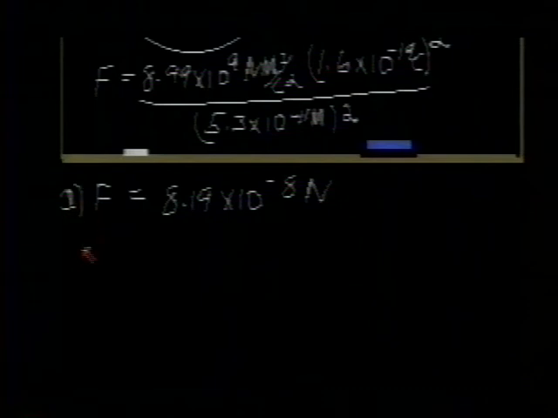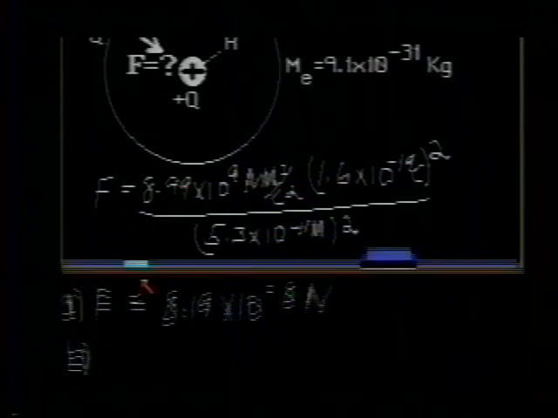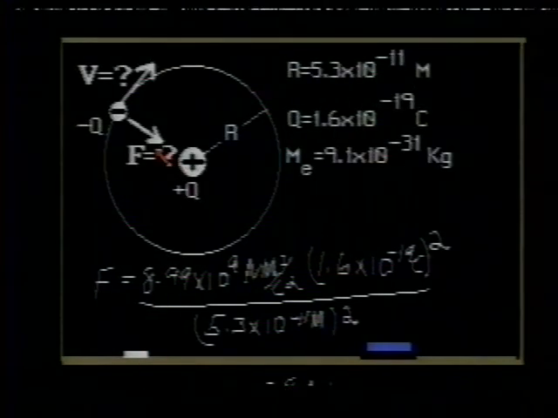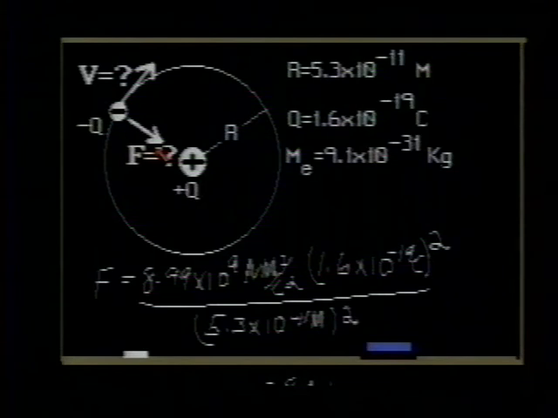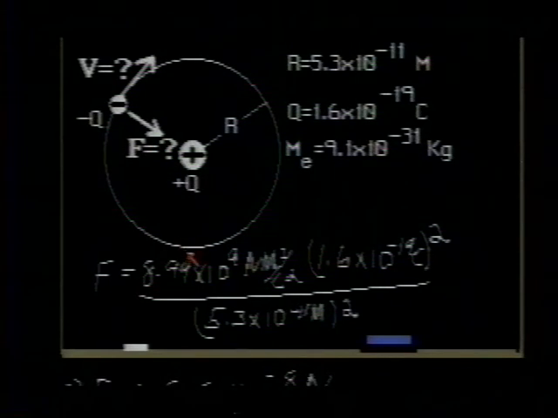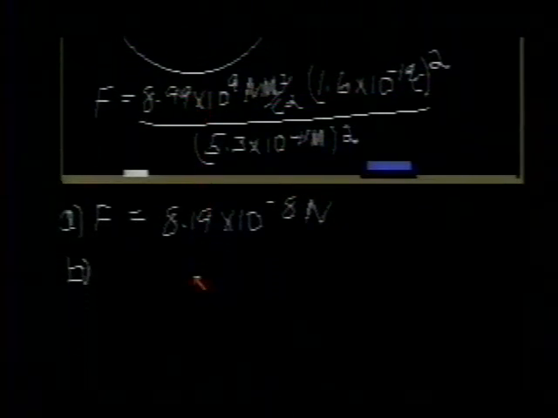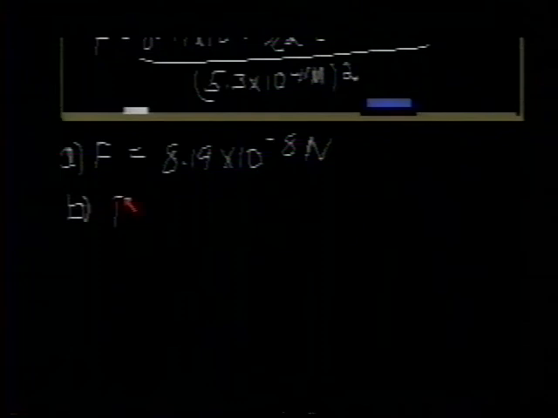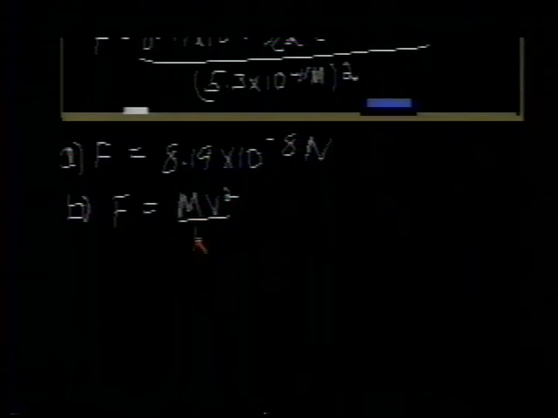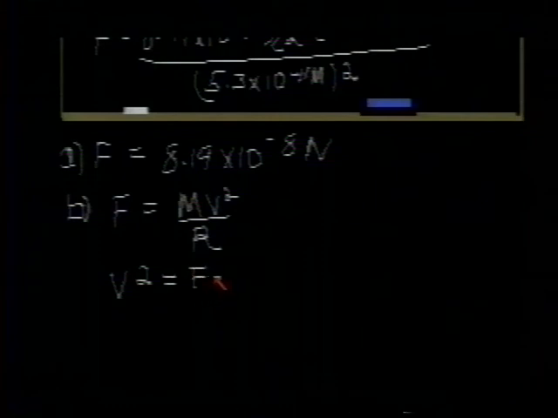In part B, we're asked for the speed of the electron in its orbit. The electron is in a circular orbit. The force that we just calculated is providing the centripetal force necessary to move the electron in that orbit. If we write the equation for centripetal force, that it is equal to the mass of the object multiplied by the speed squared divided by the radius of the orbit, we can solve this for the speed squared. That's equal to F multiplied by R divided by M.